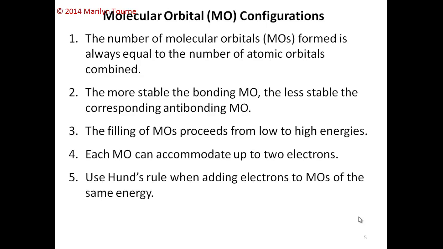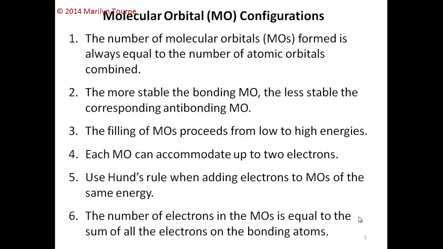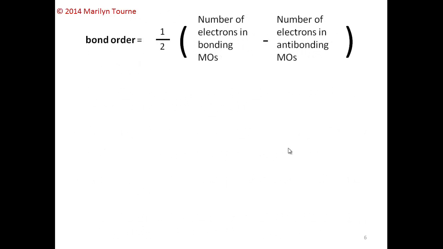Number 5, you have to use Hund's rule when adding electrons to MOs of the same energy. So what does that mean? You do spin up, spin up, spin up, and then you come back and fill them spin down, spin down, spin down, just like we did before when we were doing atomic orbitals. And number 6, the number of electrons in the MOs is equal to the sum of all the electrons on the bonding atoms. With the help of molecular orbital diagrams and the bond order, which I'm showing you here, we can approximate the strength of a bond as well as evaluate the stabilities of a certain molecule.